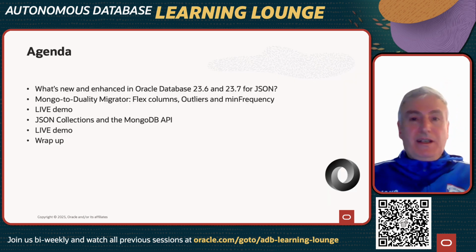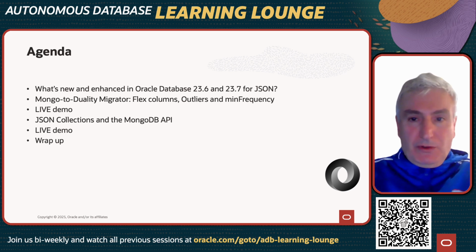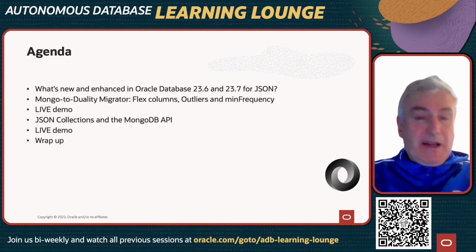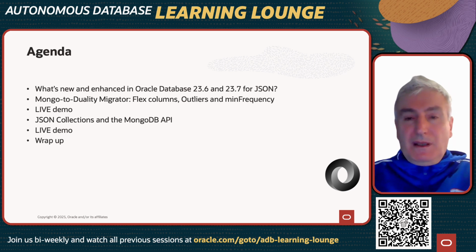All right, so here's the agenda. Let's start. We'll cover first what is new in 23.6 and 23.7 for JSON. As you know, Oracle Database 23 AI is the marketing name for the database. The latest release update is 23.7, and the live demos that I'm going to show you will be on a 23.7 database, and of course, it will be Autonomous JSON Database.